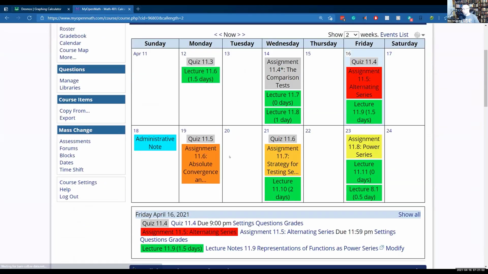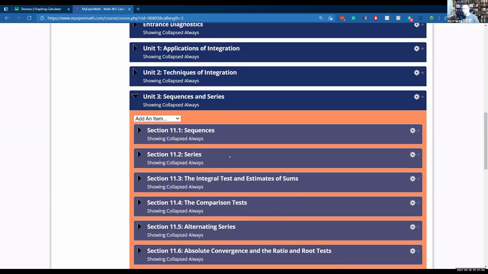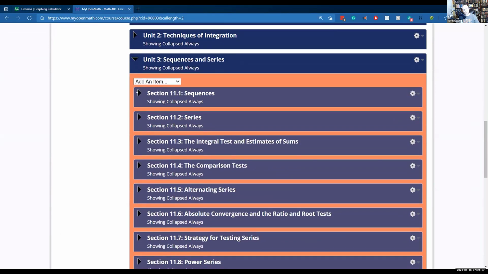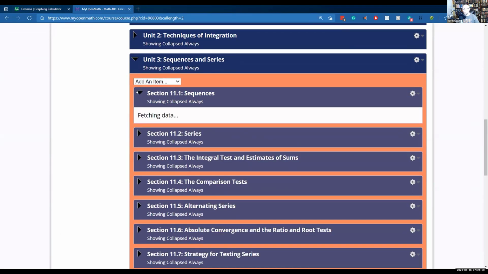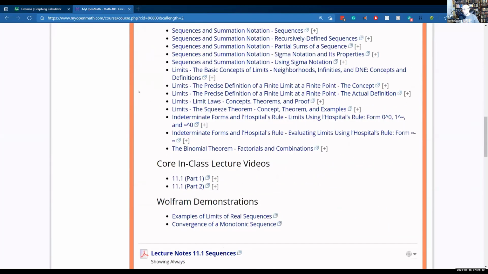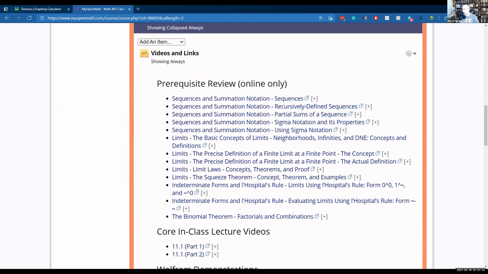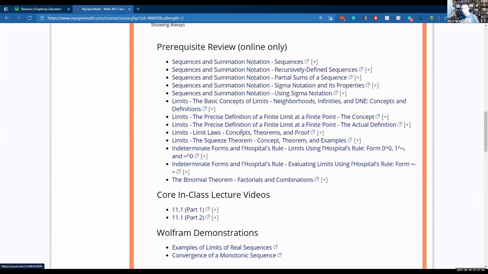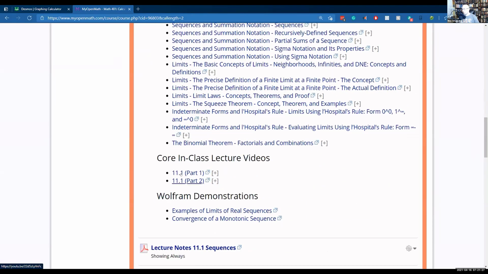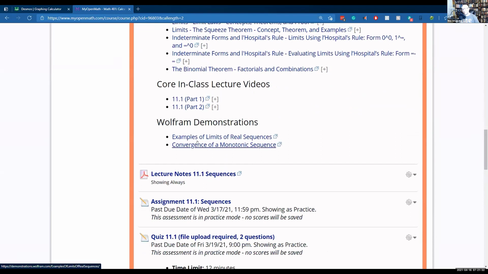I'm almost certain I mentioned it last time, that I went through and added the videos to all of the chapter 11 material. Within these there are now all the prerequisite videos, things that normally people wouldn't watch unless they need to review something like L'Hopital's rule, factorials, or limit laws. That was from 11.1. Then there are core lecture videos that we did in class, and links to the Wolfram demonstrations that I might have used during lecture. And then the lecture notes themselves are just the regular lecture notes.